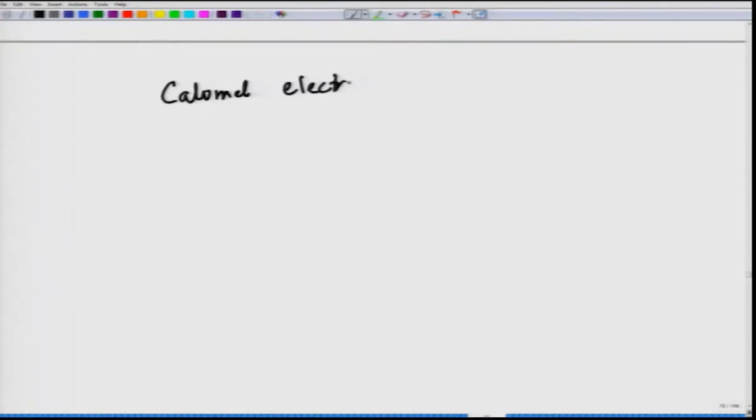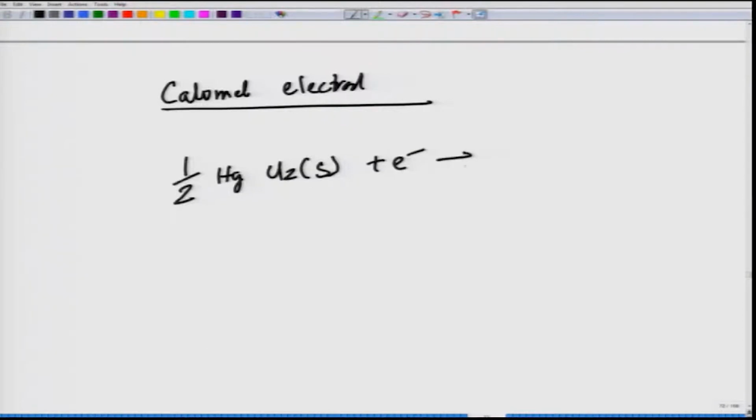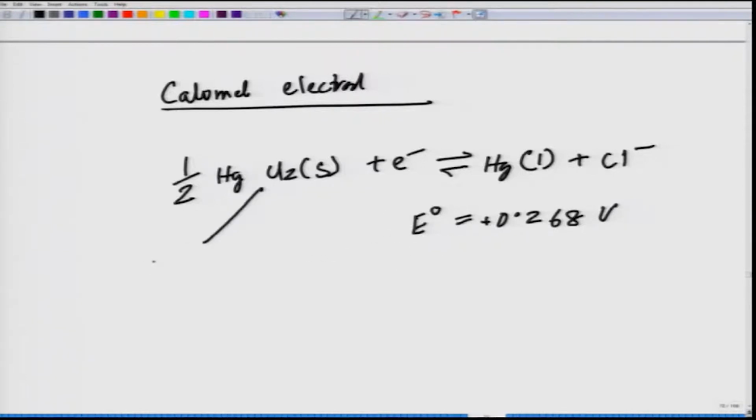Okay. Similarly, the next reference electrode is the calomel electrode. So, calomel electrode is a mercury based electrode, where I am just putting the calomel electrode reaction first for you. Hg2Cl2 solid plus electron making Hg liquid plus chloride minus, where E0 of this reaction is 0.268 volt, and this is basically the calomel, mercury 1 chloride, which is calomel.